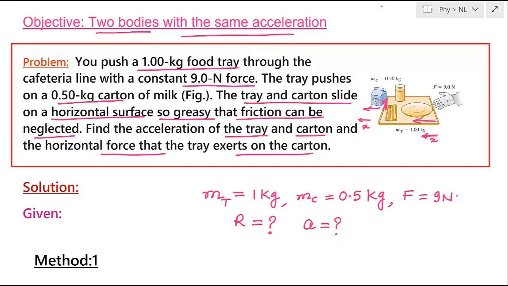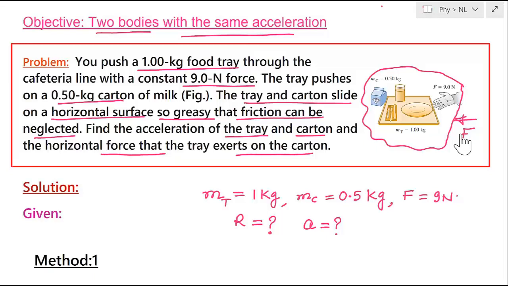Now how will you solve this problem? Basically, to solve this problem there are two methods. In one method, you can consider the cartoon and tray as a system, and on this system an external force F is applied. That is method 1, let's call it.